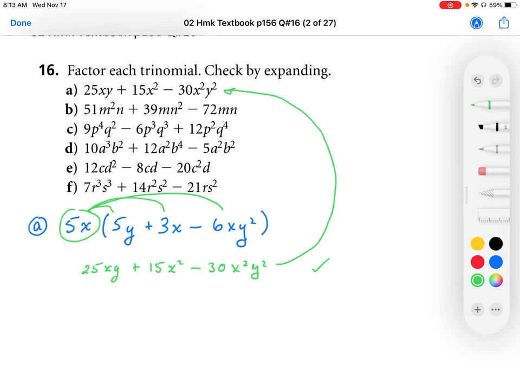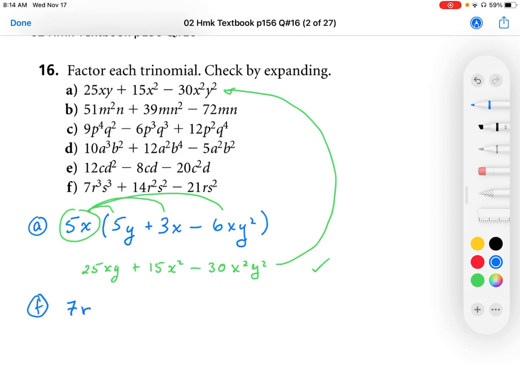So we'll do maybe one more here. Let's look at F. So we have 7r cubed s cubed, 14r squared s squared, 21r s squared. We look at the number parts first. There's a common 7. Okay, for the r's, there's r cubed, r squared, r, so we can take out one r because there's one r common to all three.